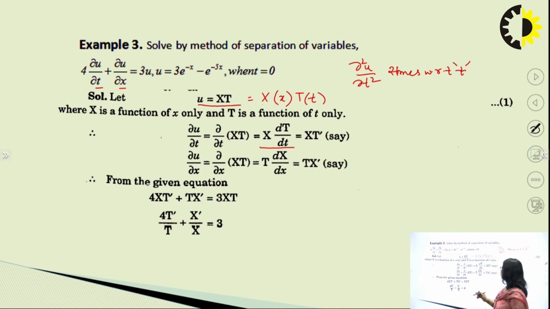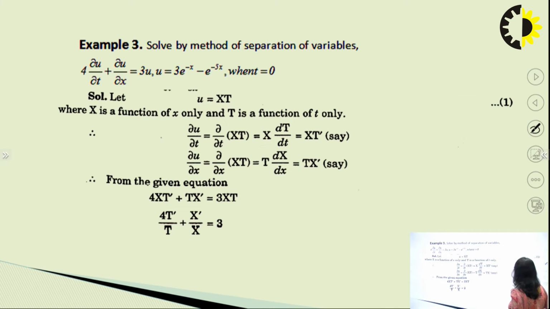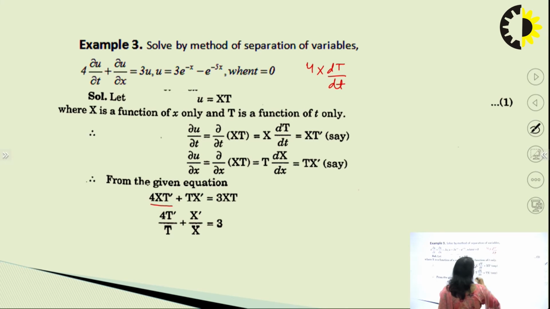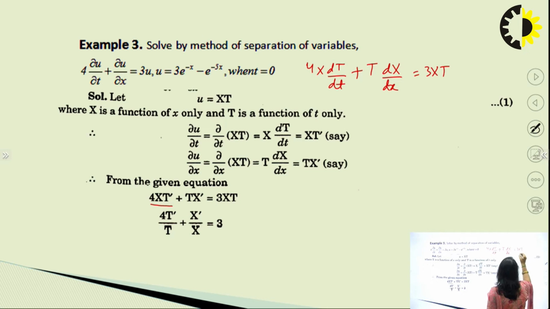Now, we have found our required derivatives. We will substitute in the given equation. So from the given equation, if we substitute, we get 4X T dash, because from this equation which is given to us, if we substitute, we get 4X dT by dt plus T dX by dx equal to 3XT.